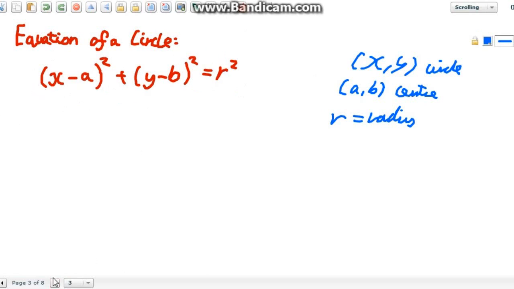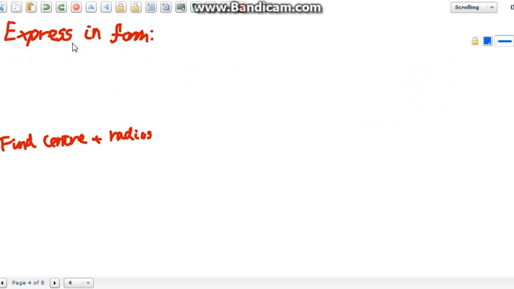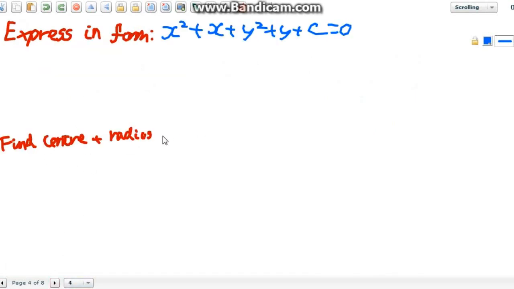And there's 4 questions you can be asked on this, so I'm going to run through them quickly. The first one is to express, you'll have the equation of a circle, or you've just got the information to make it into the equation of a circle, and it will say express it in the form x squared plus x plus y squared plus y plus c equals 0, or something along those lines. And literally all you have to do is expand the 2 brackets and collect your like terms. Nothing difficult there. The other easier question you can be asked is to just find the centre and the radius.